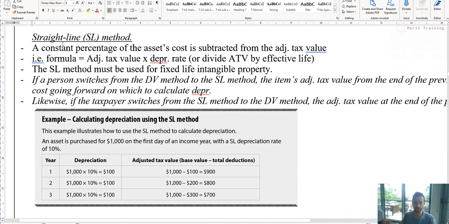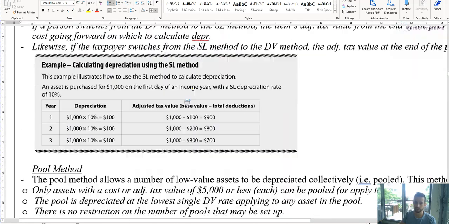This is basically just a constant percentage of the asset's cost subtracted from the adjusted tax value. So all you're doing now is you figure out what the depreciation rate is. So let's say it's 10%, and then you get that 10% deduction, $100 every single year. So you're going $100 deduction, $100 deduction, $100 deduction every single year. So one note here is that the SL method must be used for the fixed life intangible property. We mentioned before that you can't use the diminishing method for that.